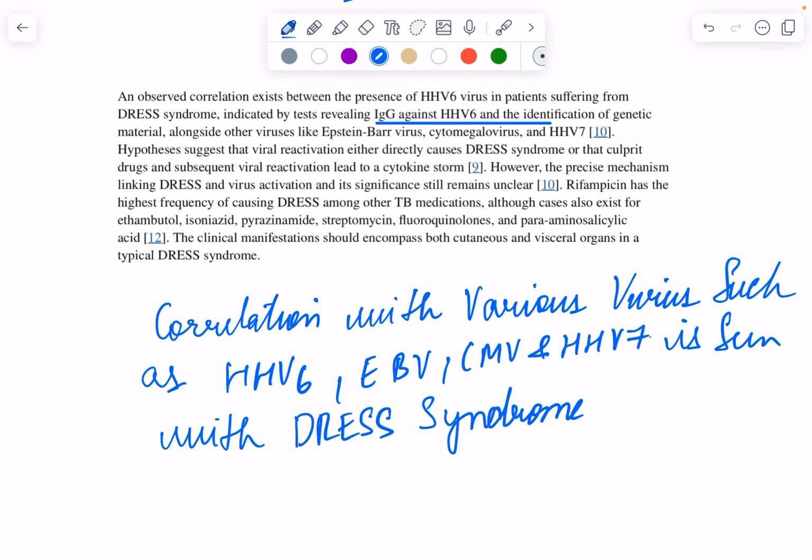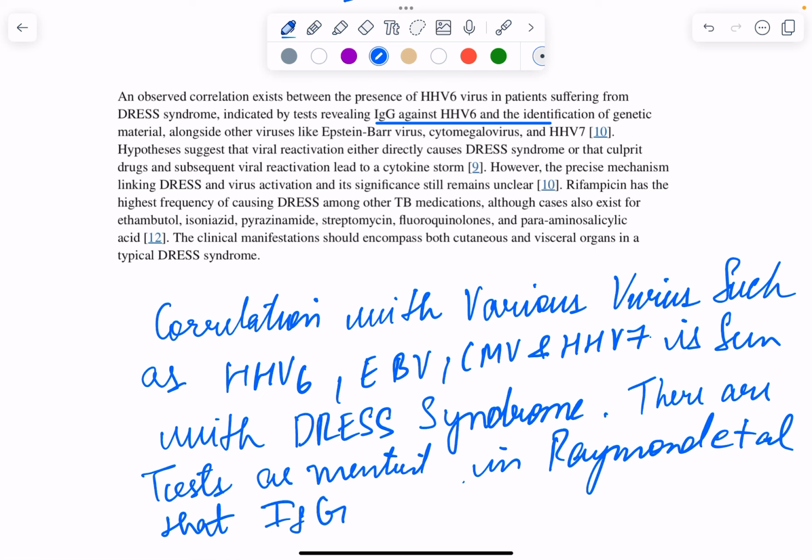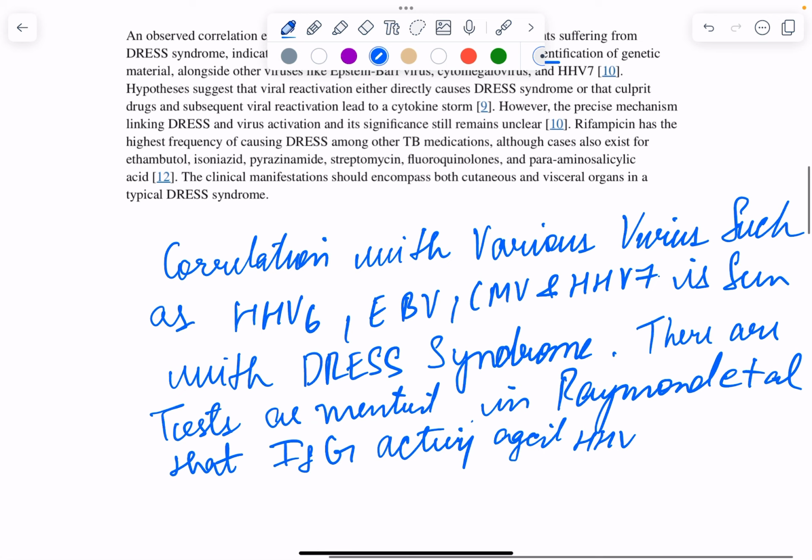So I have to continue writing, saying that the test, okay, as mentioned in Raymond et al. studies, Raymond et al., that IgG acting against HHV, and which is used for identifying the genetic material.